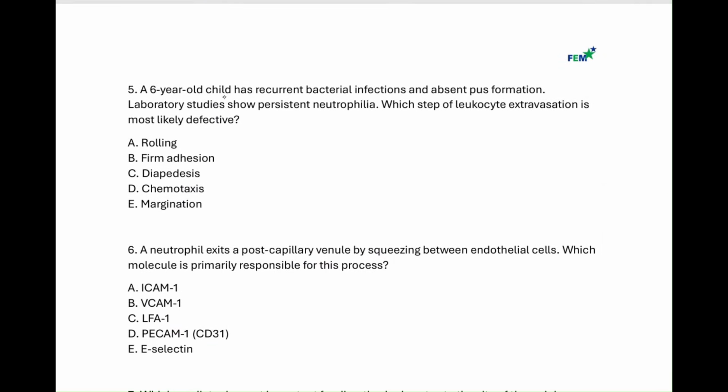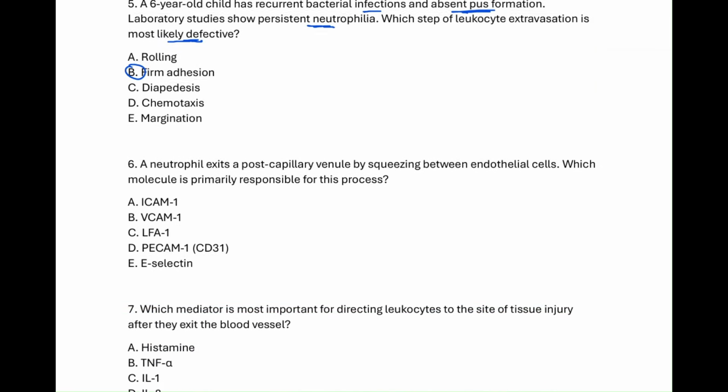Next, a 6-year-old girl has recurrent bacterial infection, and look, there's absence of pus. Even despite the bacterial infection, there is no pus at the site of the infection. And when we do our labs, there is a persistent neutrophilia. So this tells me there's a problem with what? This patient likely has leukocyte adhesion deficiency. Which step of leukocyte extravasation is most likely defective? That would be firm adhesion. So this is a problem with adhesion deficiency.